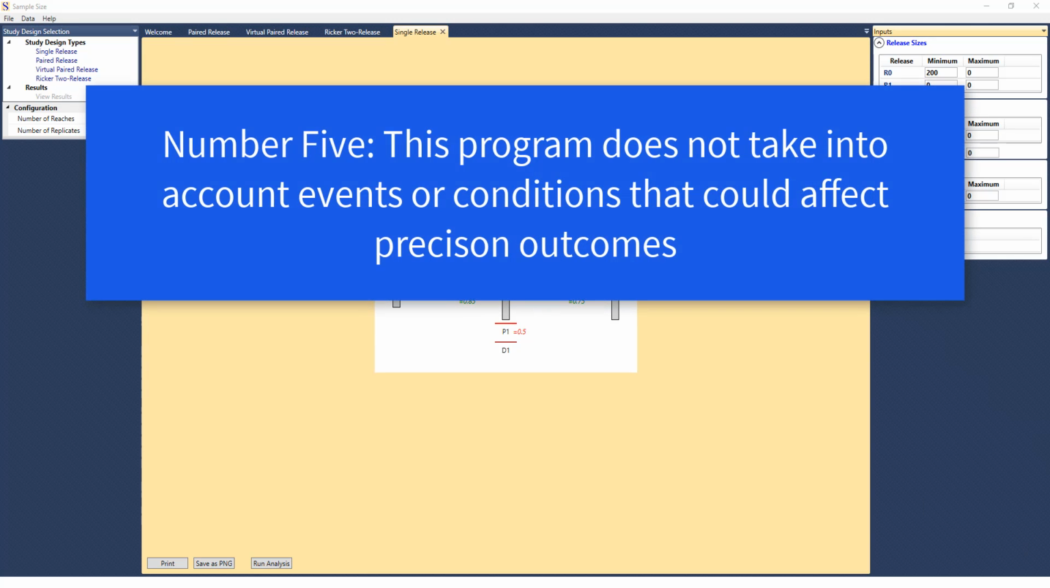Number 5. One last suggestion for using Sample Size. This program provides the estimated precision for the given conditions of a study. This does not take into consideration any events or conditions that could occur during the study and severely affect the actual precision outcome. It is recommended that a thorough review of consequences should a study not achieve the desired precision. Sometimes an increase of relative size by 25% may be warranted for those unanticipated circumstances.